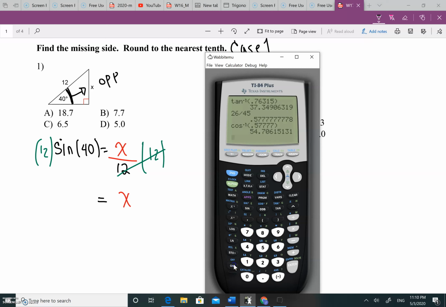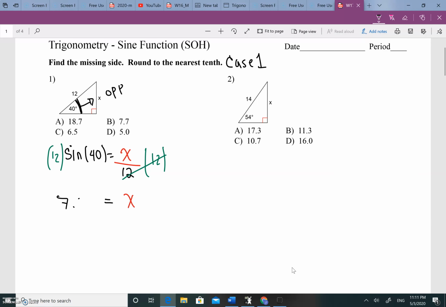So let me turn on my calculator. We have 12 times sine of 40. Remember to please put your calculator in degrees first before you do this. Once you have it in degrees, you look over here for sine, and we put the 40. So that's 12 times sine of 40. That gives you 7.71, so I'm going to write that down, 7.71. And they want you to round this to the first decimal place.